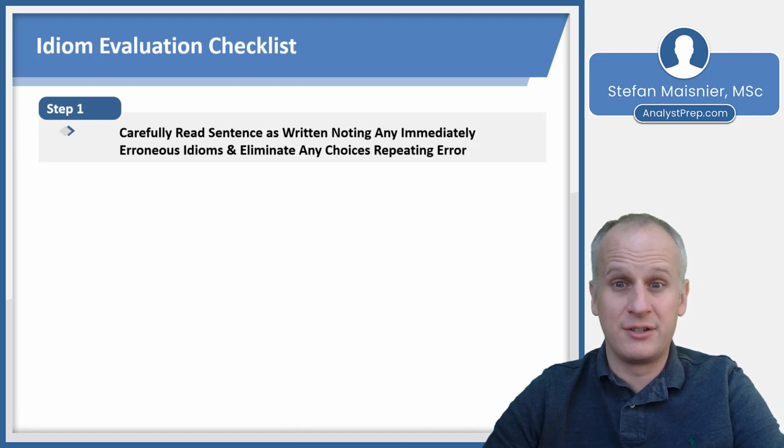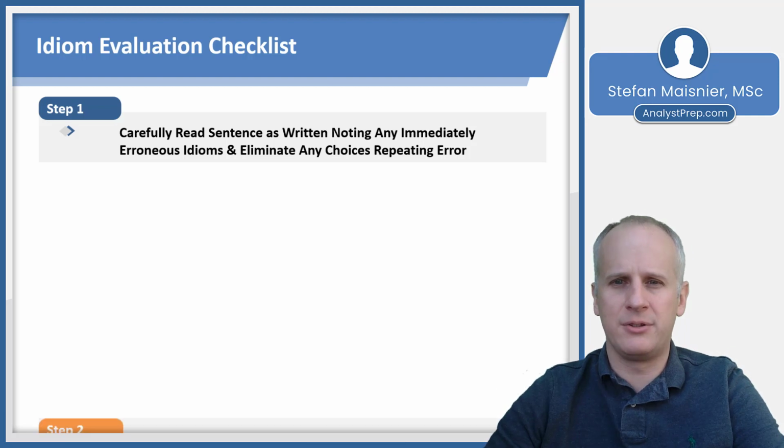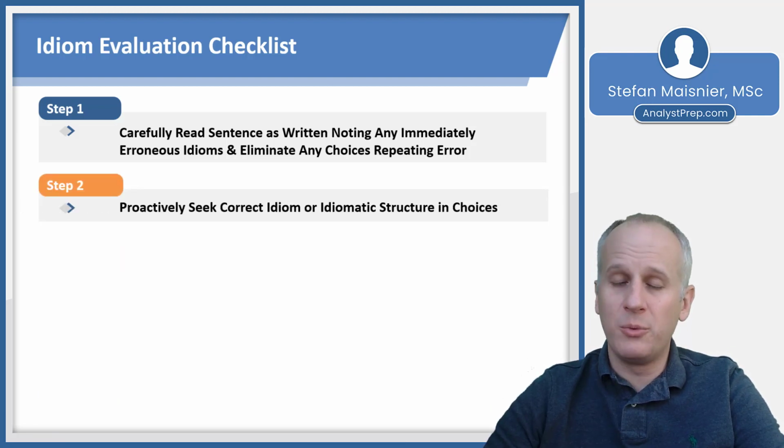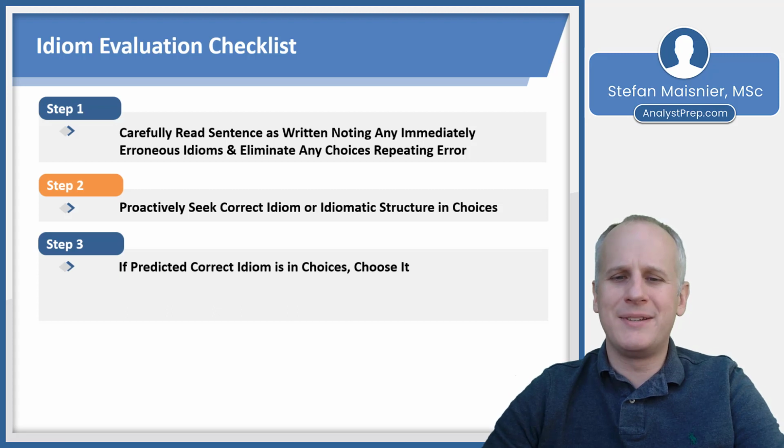Well, kind of fortunately, because you don't want to be fixating on idioms, really. Instead, when you're dealing with idioms, carefully read the sentences written. As always, note any immediately erroneous idioms and eliminate any choices repeating the error, but only if they're immediately erroneous and you know definitively, almost instinctively by English, that they're wrong. You want to proactively seek the correct idiom if you find an idiom issue that you know is wrong in the choices. And if your predicted correct idiom is in the choices, choose it.